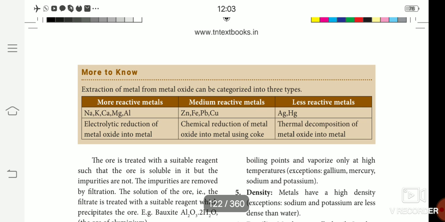Then the medium reactive metals undergo chemical reduction of metal oxide into metal using coke, meaning carbon C. The next one is the less reactive metals, which undergo thermal decomposition of metal oxide to metal. Thermal decomposition is a heating process.